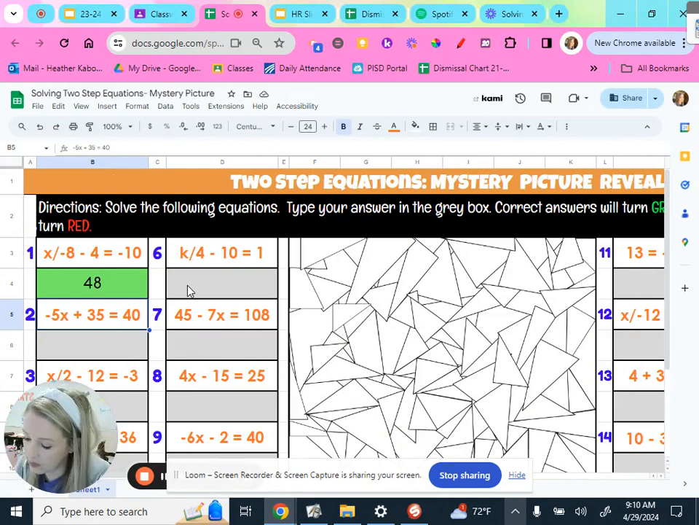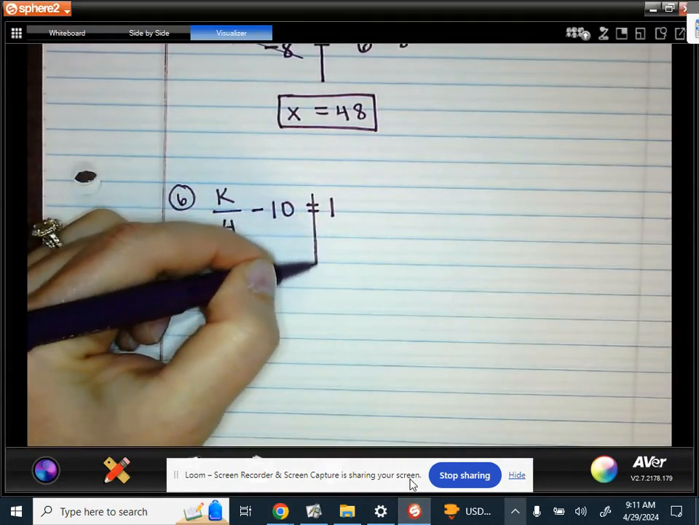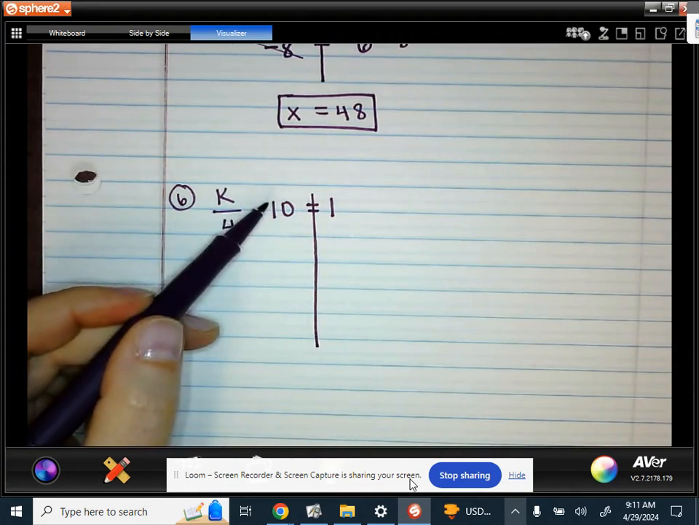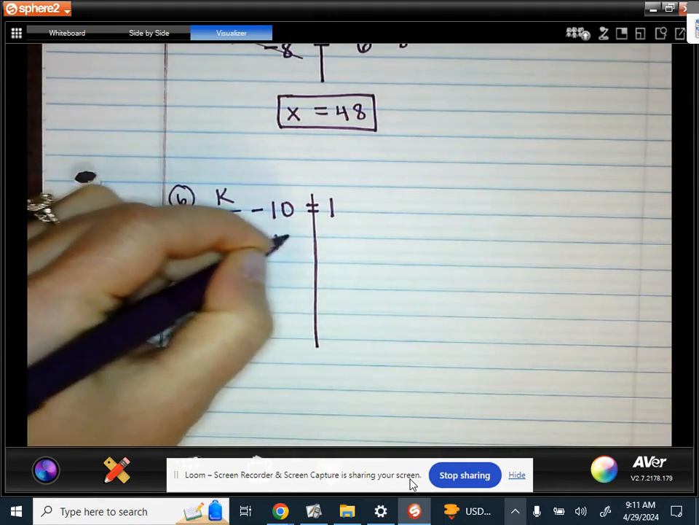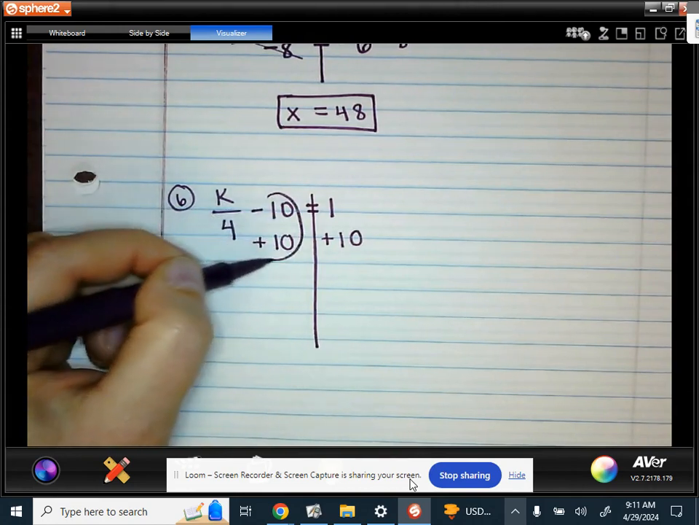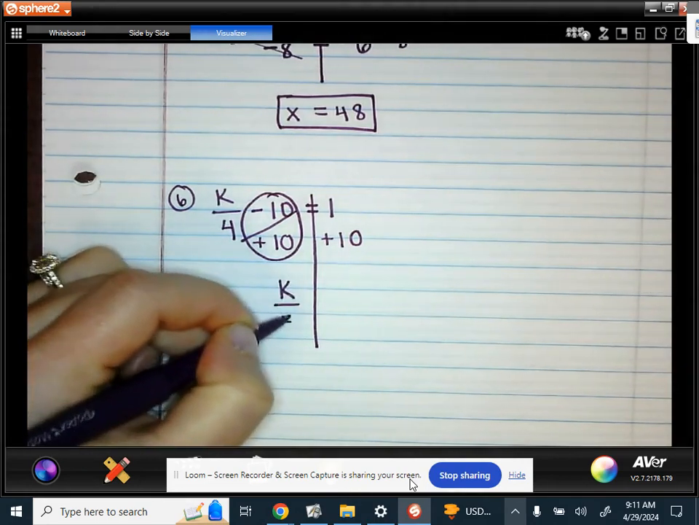Let's do number 6. So I'm not going to go in order, but I'm going to go ahead and do number 6. So again, instead of k/4, I want you to put k over 4. I want you to write it like a fraction division. And draw your line down. So again, we want to get rid of adding or subtracting first. So to get rid of -10, we do +10. If it had been +10, we would do -10. So it just depends on what you have. So the -10 and the +10 are going to cancel each other out, leaving just k divided by 4.